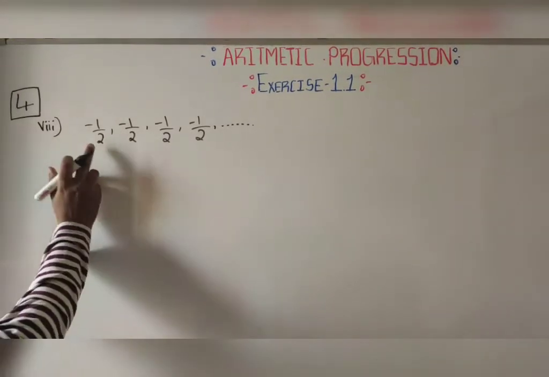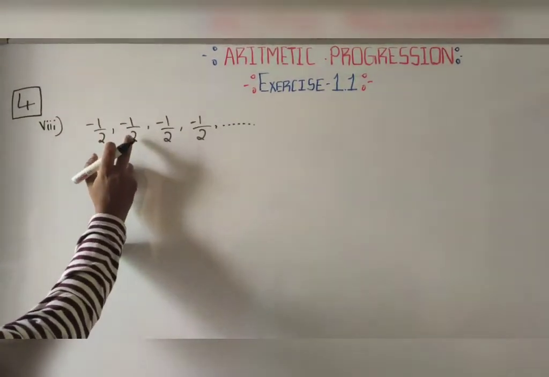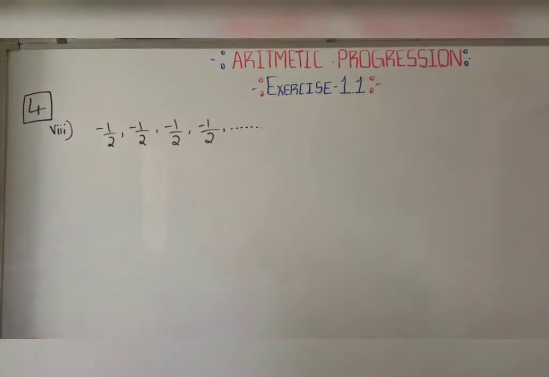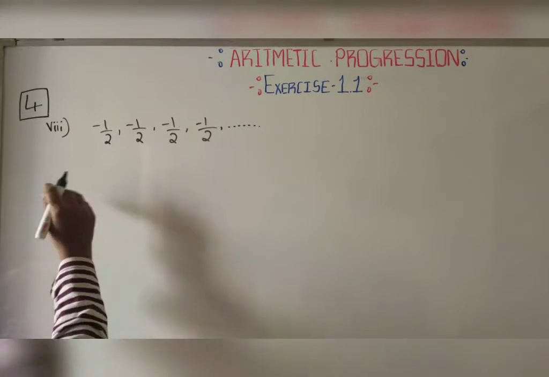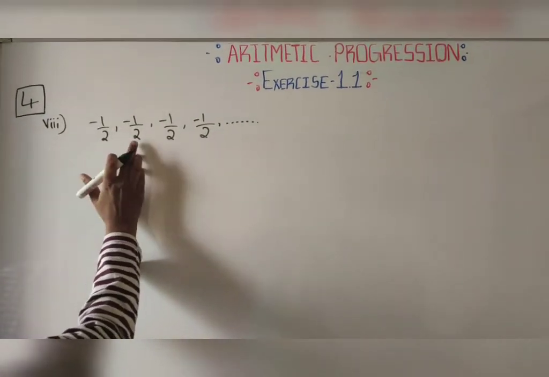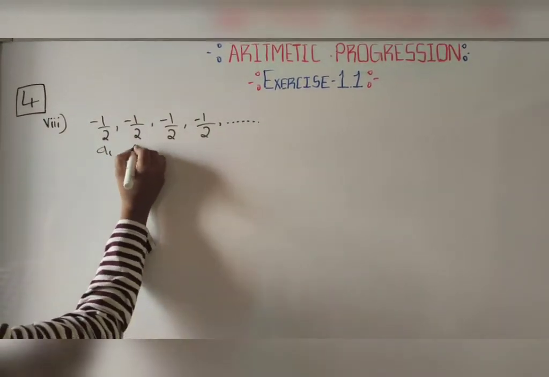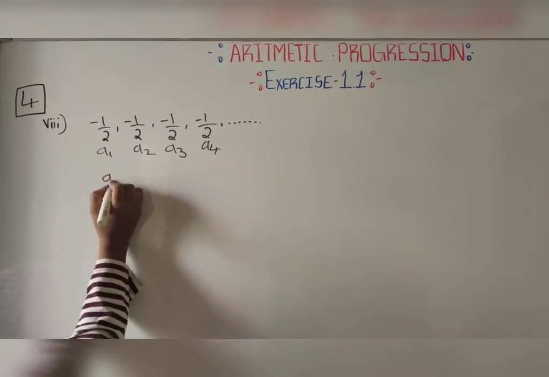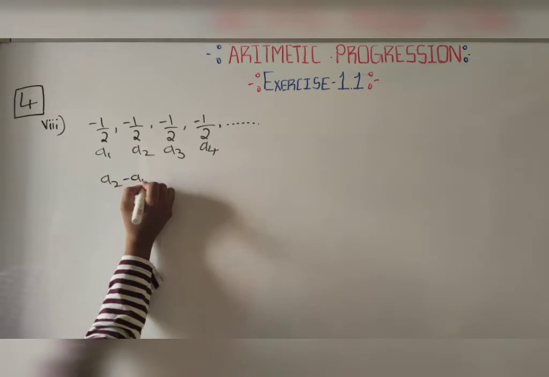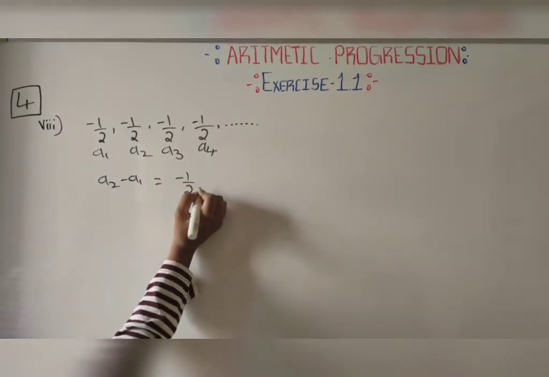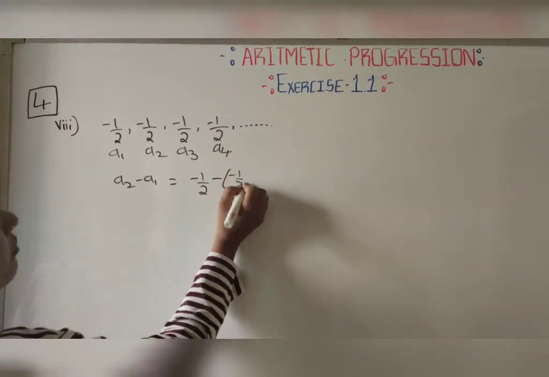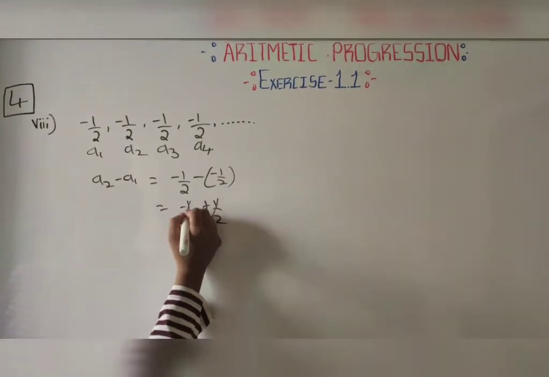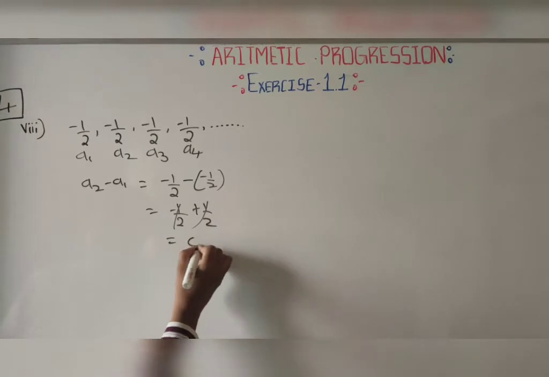Now 8th question: minus 1 by 2, minus 1 by 2, minus 1 by 2, all terms are same here. So now we will check whether it is an AP or not. Again for checking we have to see the common difference. So this is A1, A2, A3, A4. For the common difference, you should see A2 minus A1. See, minus 1 by 2 minus of minus 1 by 2, you are getting minus minus plus 1 by 2. You can cancel here, or you can write directly 0.